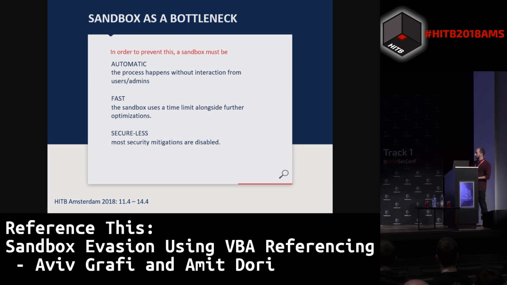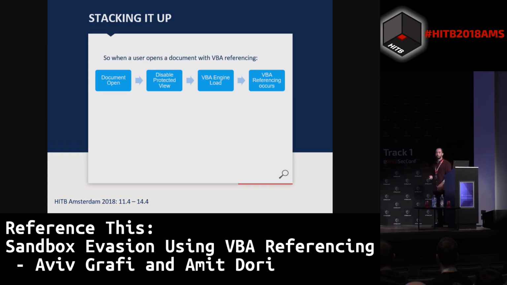So building on these points, let's look at the difference between a sandbox and a user. When a user opens the document, an Office document for example, usually they have protected view enabled as a group policy in the organization or other policies. So the user opens the document and has to disable protected view in order to load the VBA engine. Once the VBA engine has loaded, VBA referencing occurs eventually. And most users click through the protected view without thinking about it. Regardless of social engineering attacks, most users just click it anyway. So this is a user.